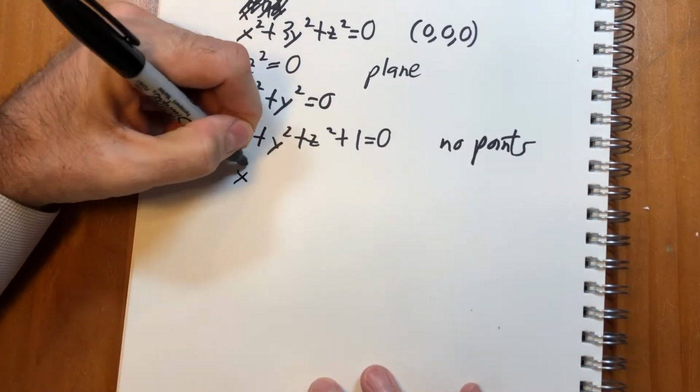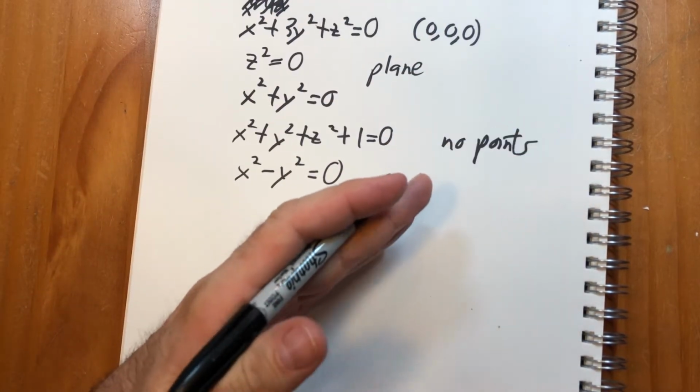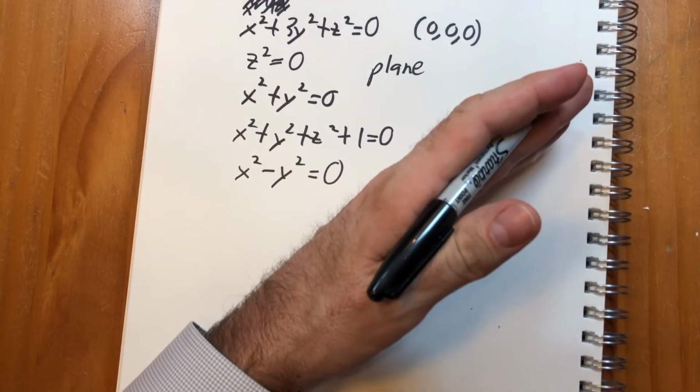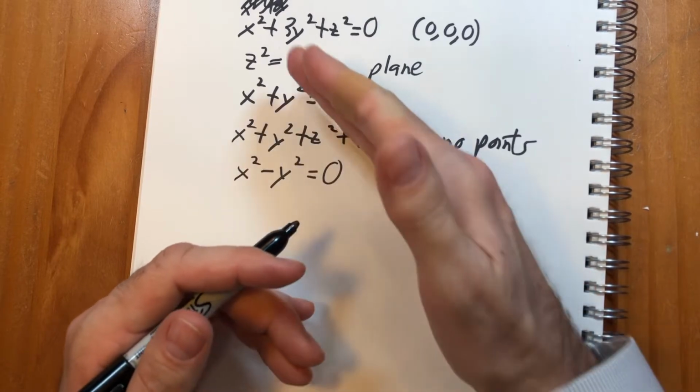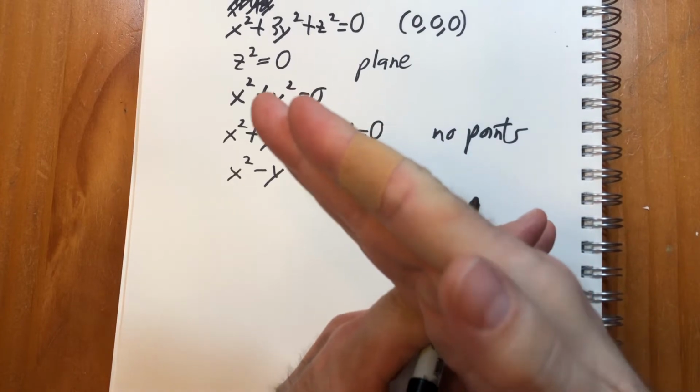And x squared minus y squared equals 0 is going to be 2 planes, one along the x equals y plane and one along the x equals minus y plane, or y equals minus x plane. So it's two planes like this.